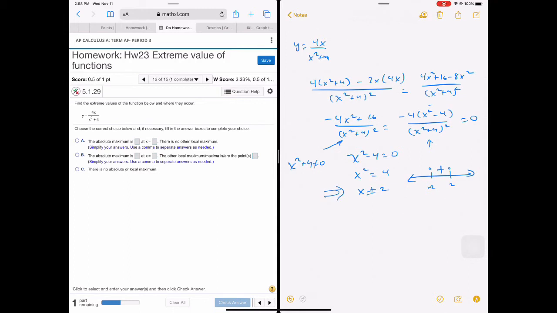Now let's plug in something bigger than 2. Plug in 3. If I plug in 3, this is going to be positive over here. This is still negative, and the bottom is positive, so we're going to be negative on the right. And then on our left, I pick something like negative 3.